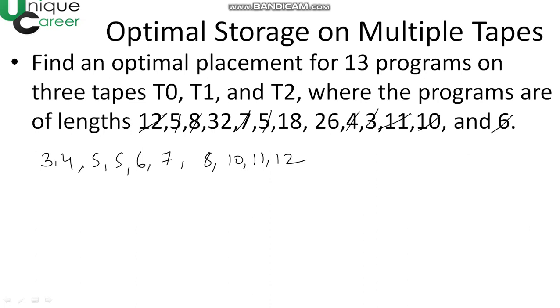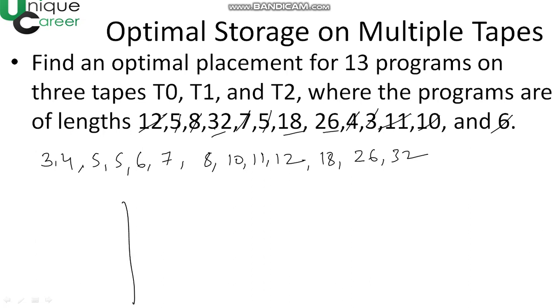So 1, 2, 3, 4, 5, 6, 7, 8, 9, 10, 10 are done. Another 3: one is 32, 18, 26. So next would be 18, next would be 26 and the final one will be 32. These are the 13. 1, 2, 3, 4, 5, 6, 7, 8, 9, 10, 11, 12, 13.